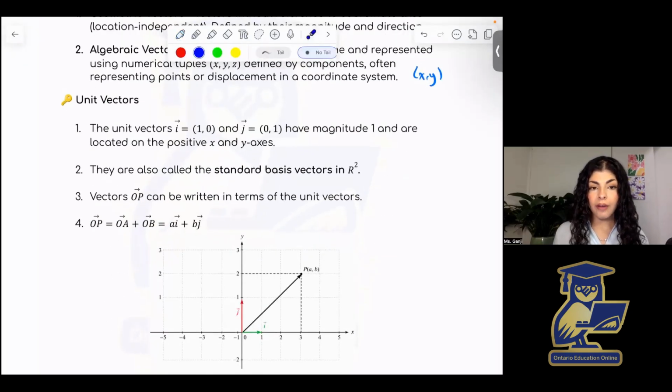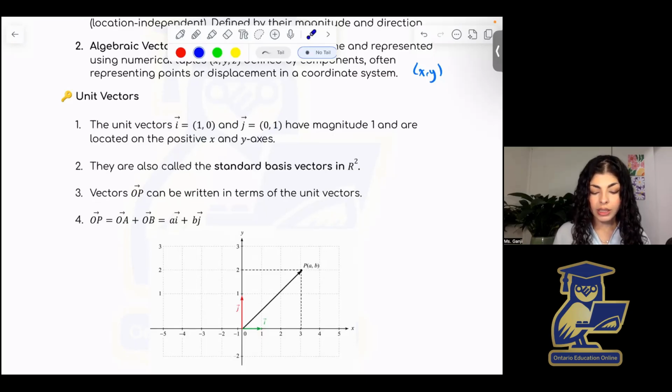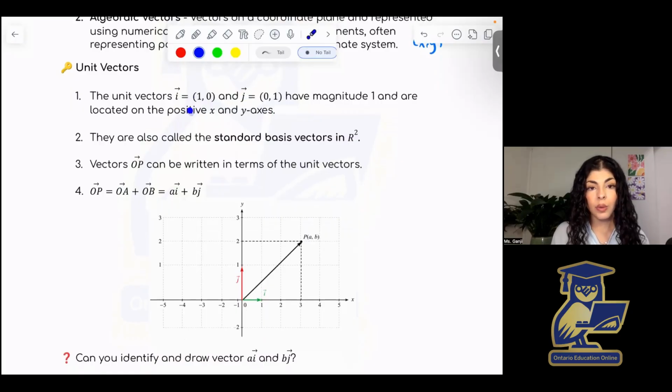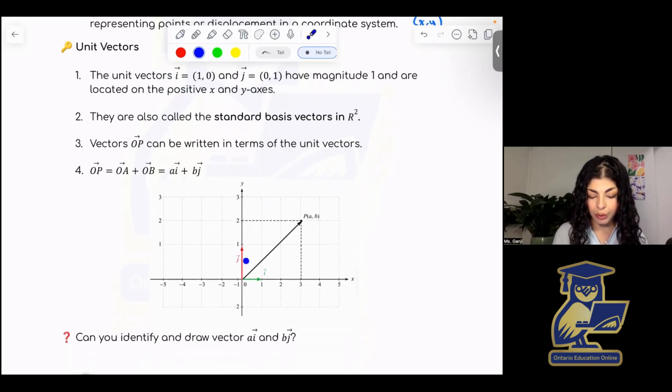So in R squared we have two special vectors, which are the unit vectors. The unit vectors are just (1, 0) and (0, 1), and they are defined as i and j. So i is the x component and j is the y component, and these have a magnitude of 1. If you look at our coordinate system here, not drawn to scale, this is 1 and this is 1, and they go in the positive x and y axes.